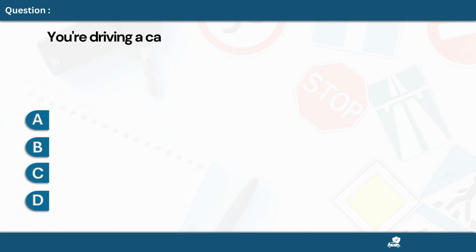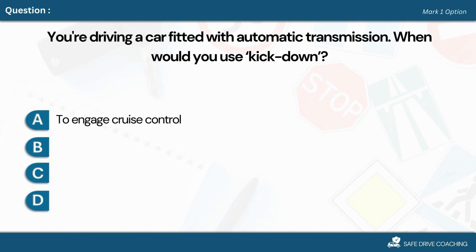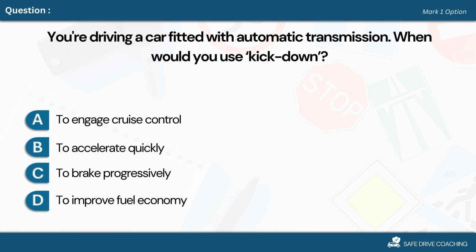You're driving a car fitted with automatic transmission. When would you use kickdown? A. To engage cruise control. B. To accelerate quickly. C. To brake progressively. D. To improve fuel economy.